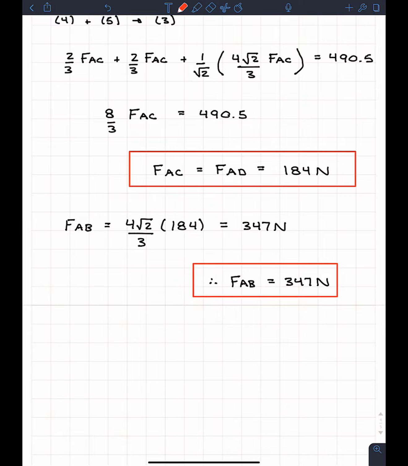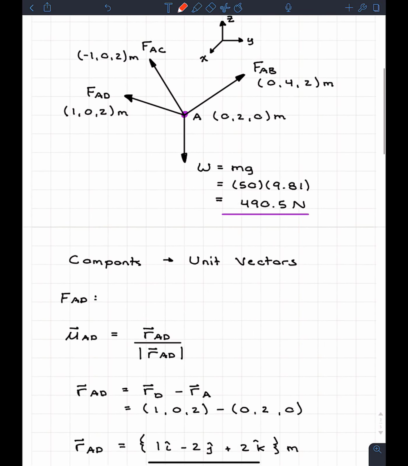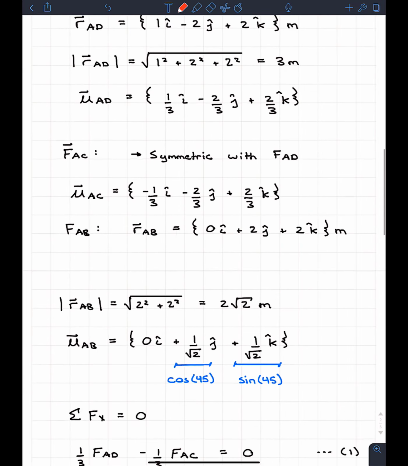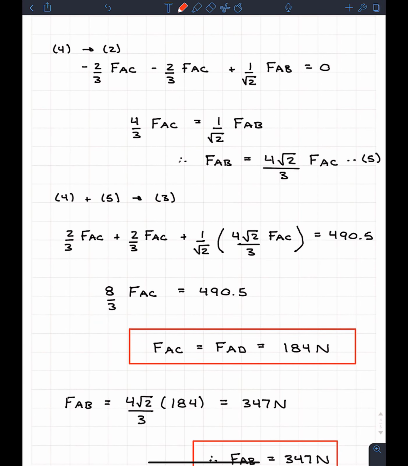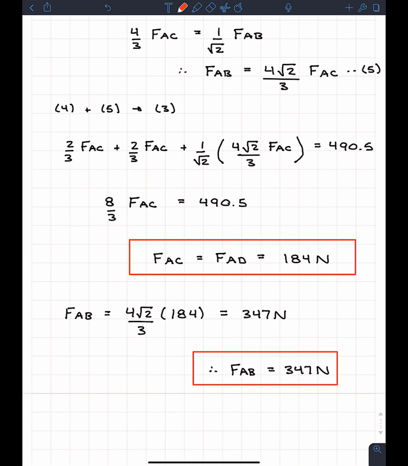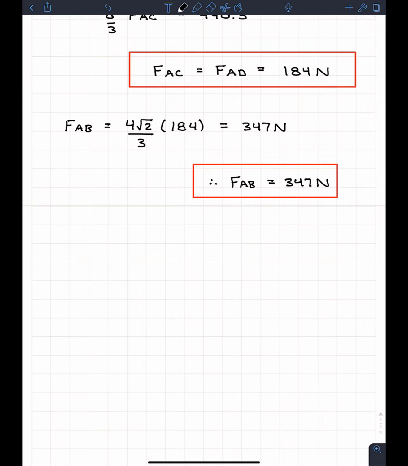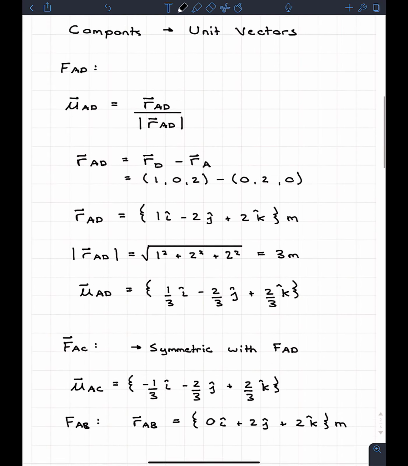And if we go up and check, because remember, it's always good to reread the question and make sure that everything's good. What we want to do is determine the magnitude of the force in each of the three cables. And that's exactly what we did. We have FAC, FAD, and FAB all labeled nicely. There's their force. So part A is done, and that was worth a lot of points. That was worth 8 points. Now we can move on to part B.